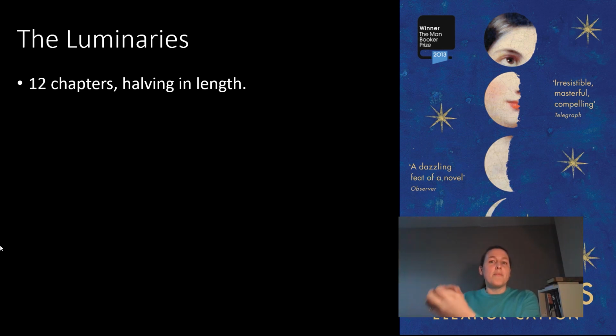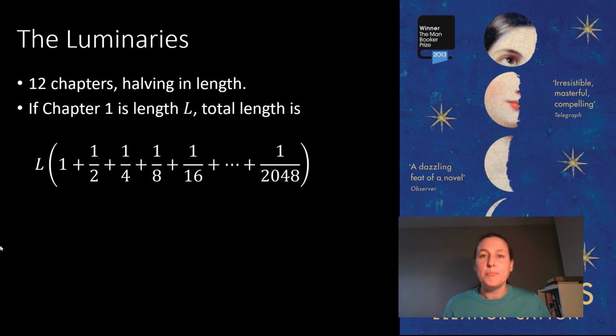associations with the 12 signs of the zodiac, and what they're doing in each chapter is affected by the position of the stars on that exact day in time when the chapter is set. There's all sorts going on. There are other characters associated to the sun and the moon. Those are the luminaries, and it all ties together beautifully. So first question for us as mathematicians, how long is this book going to be?